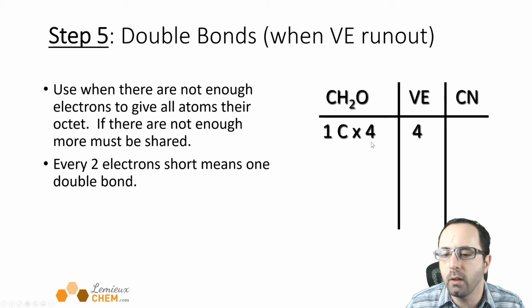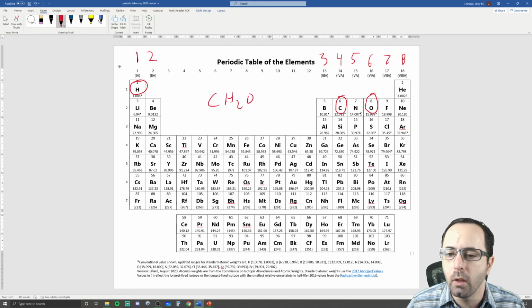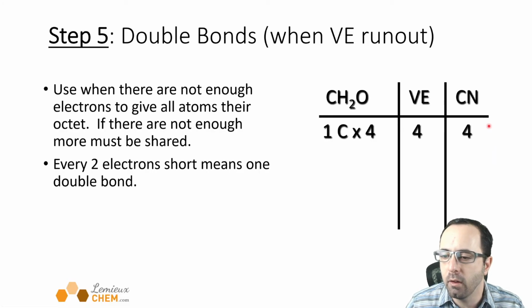And so by the way, 1 carbon times 4 electrons. So the carbon has 4 valence electrons. For the covalence number, we look at the group, it's group 4. Each carbon atom would need 4 more electrons to have 8. So carbon's covalence number is 4.